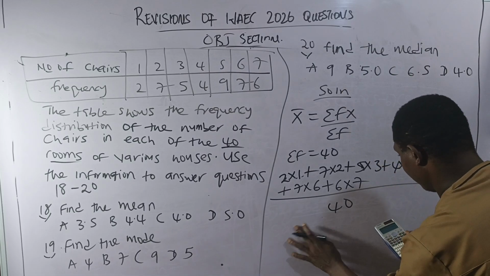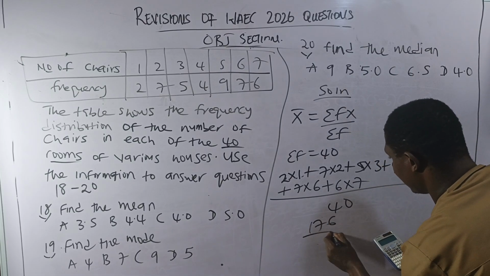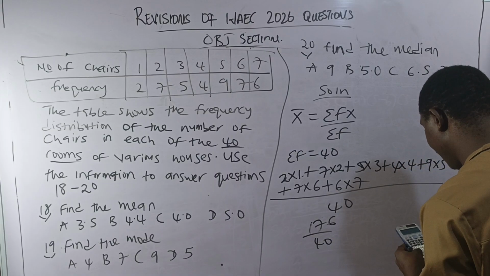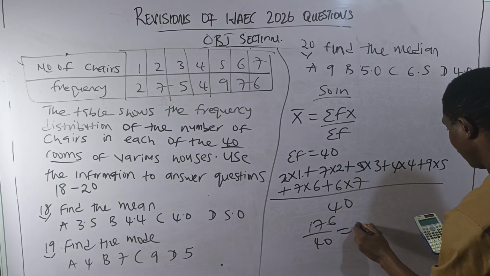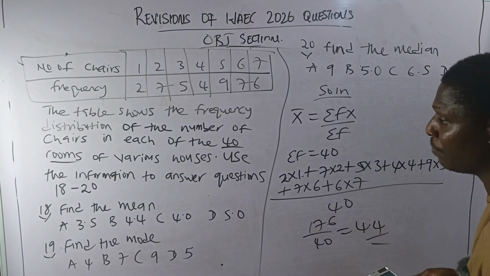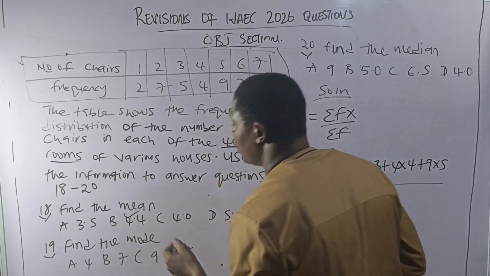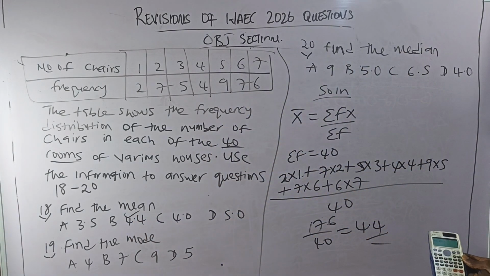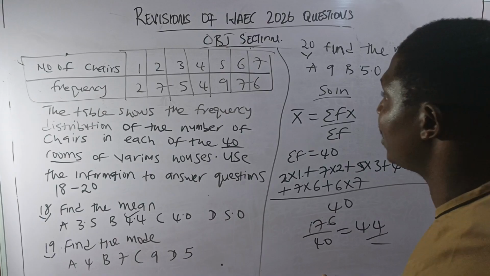This gives me 176 over 40. So divide by 40 will give me 4.4 as my mean. Do I have 4.4? Yes, which is our B. Question 19 is bonus. It says find the mode.